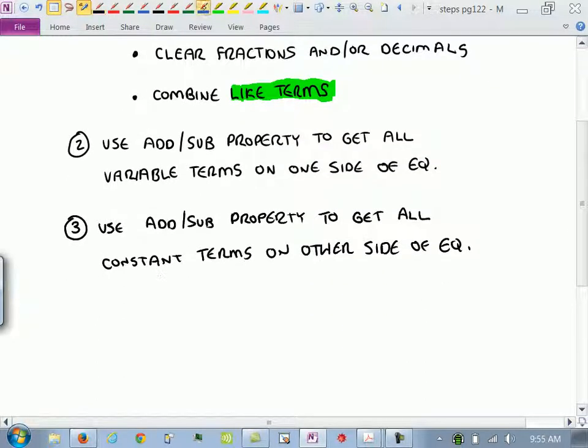So constant just means a number, all the constant terms. We call it constant because numbers stay the same, right? The number 4 is always 4, so it's constant. Variables can change.